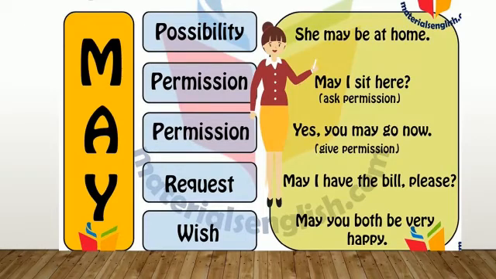Okay. Now, permission. May I sit here? Here, may is seeking permission. Can I or no? Look at the next sentence. Yes, you may go now. It is giving permission. You're asking someone for permission and they are granting the permission. Yes, you may go now. Yes, you can go. Or yes, you can leave now.